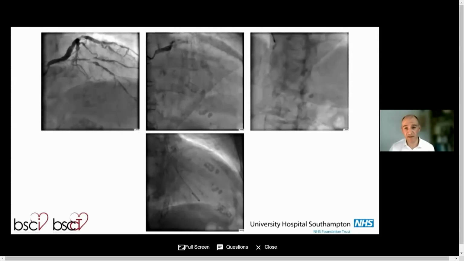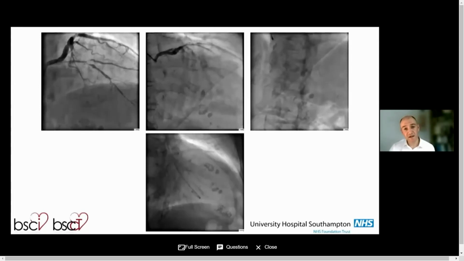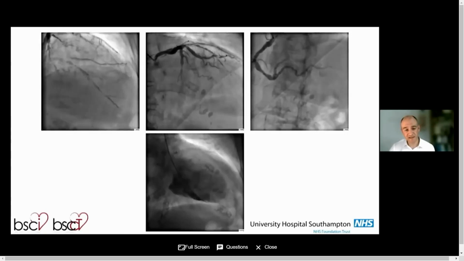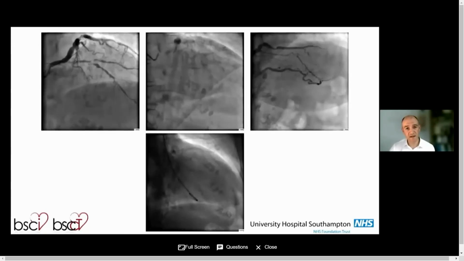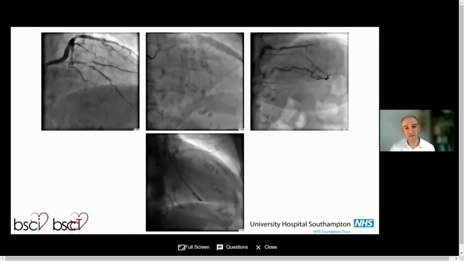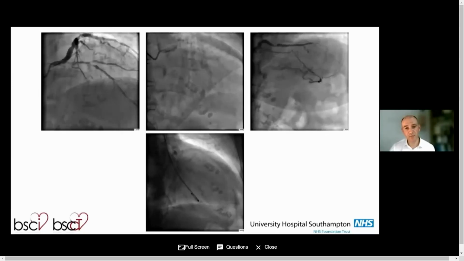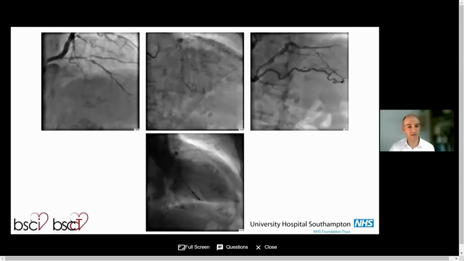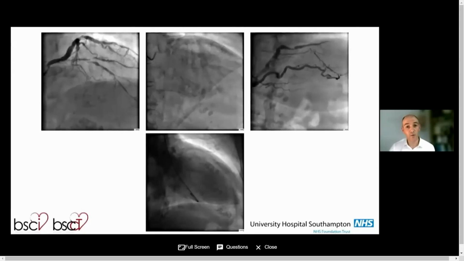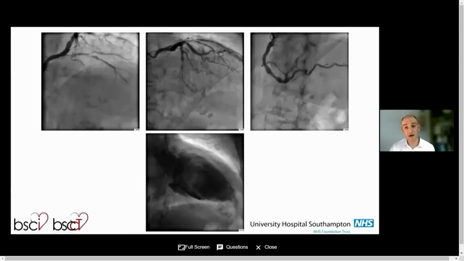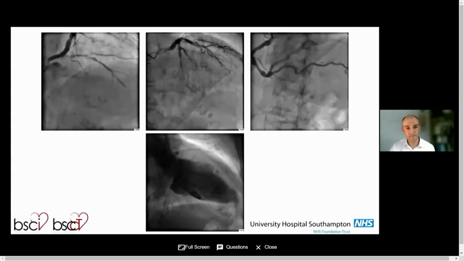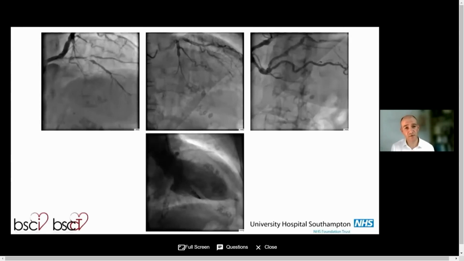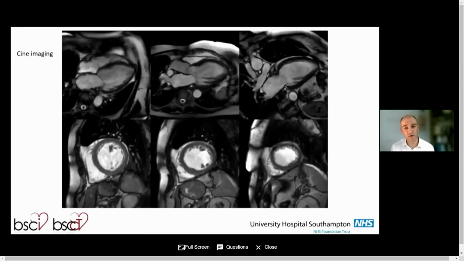And as a consequence of these findings, the angiogram was completed with no stent inserted, and the cardiologist requested the patient to have a cardiac MRI to try and understand a little bit more about the nature of the coronary artery disease and whether there'd been an acute coronary event or whether indeed she had any evidence of myocardial ischemia.